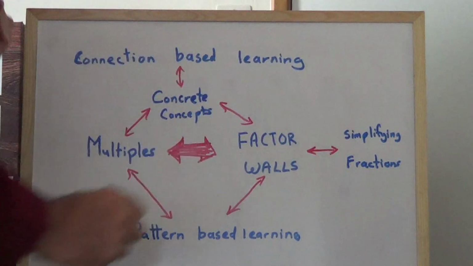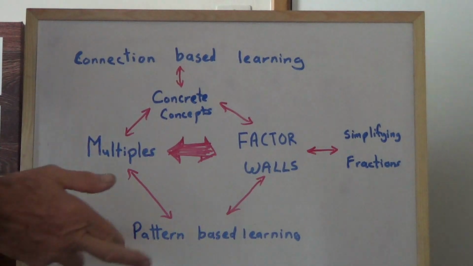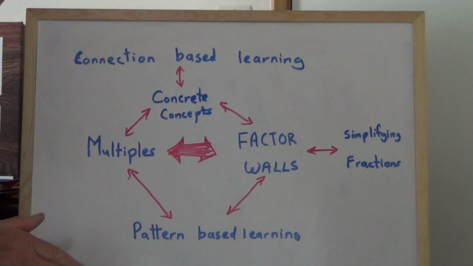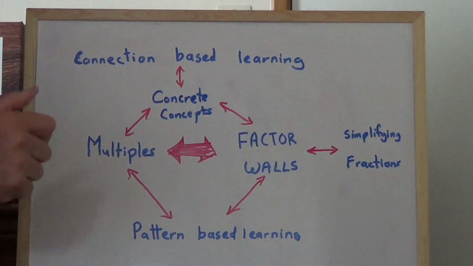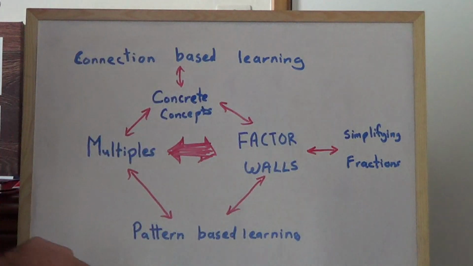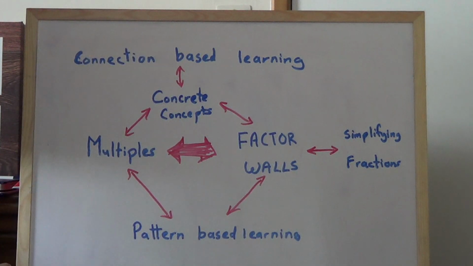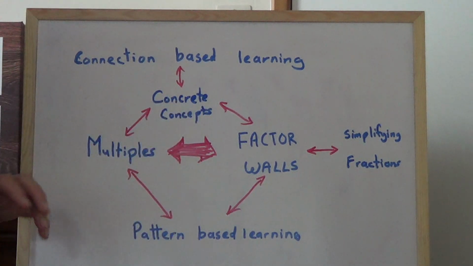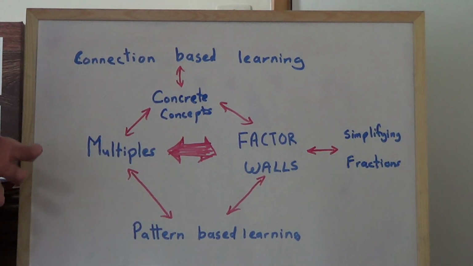Over here we've got simplifying fractions. Well, to simplify fractions you have to break down numbers into factors, and this is what factor walls does. You will find a strategy for simplifying fractions in one of my earlier videos, and I'm going to use this same sort of strategy here, and we're going to do a bit of pattern-based learning. Now, mathematics is based on patterns, and if you know the pattern, you can learn mathematics.